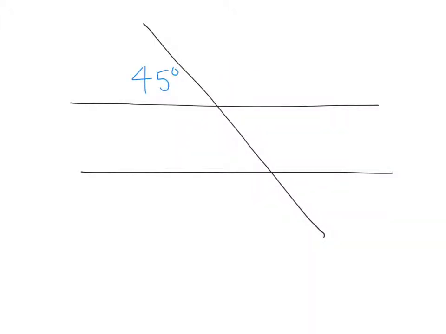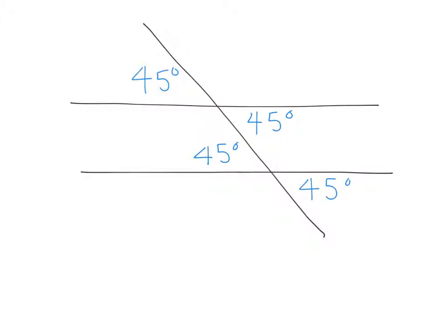So if we know that that angle there is 45 degrees, there's a few other angles that we're going to know straight away are going to be the same as 45 degrees. We know that the opposite angle is going to be the same, so that angle there is going to be 45 degrees. And we know, because this bottom half is the same as the top half, that that angle there will be 45 degrees, and this angle here will be 45 degrees.